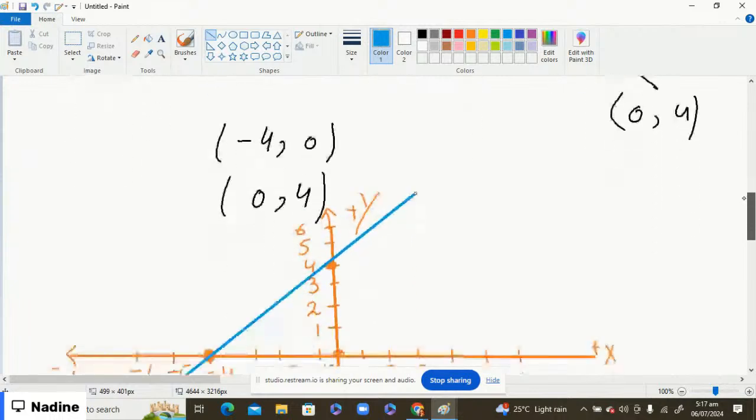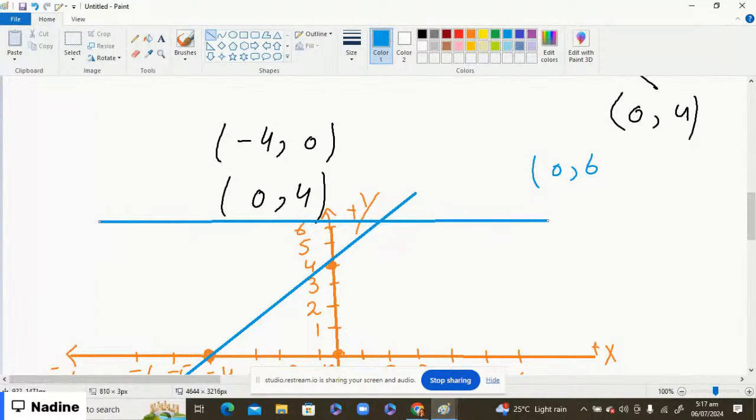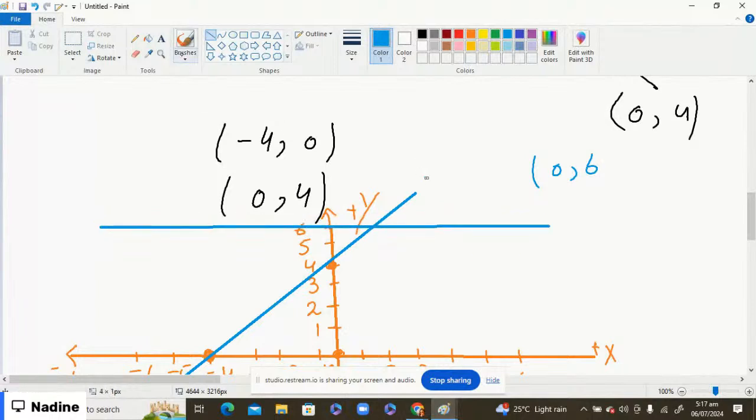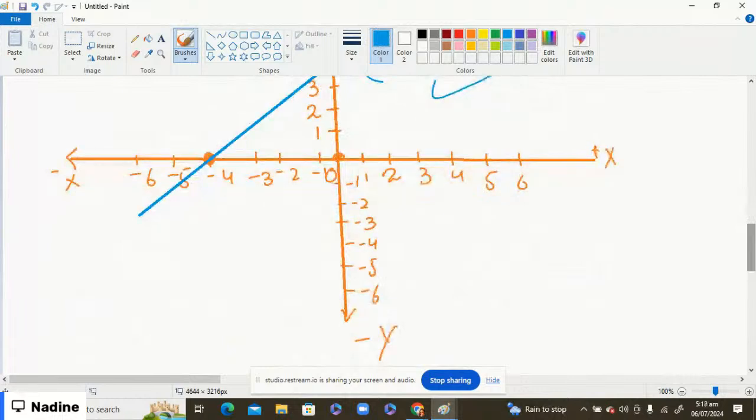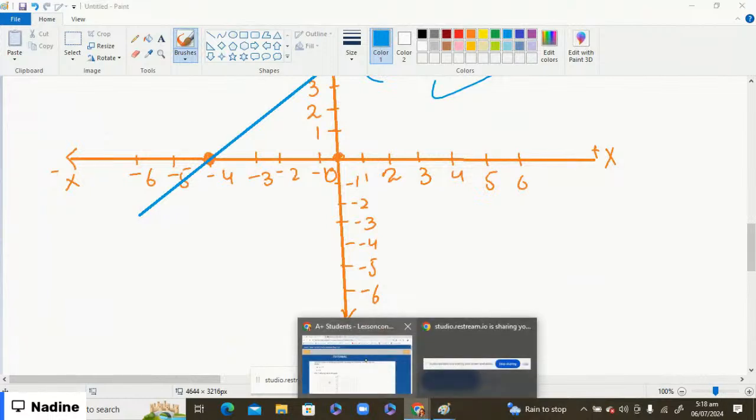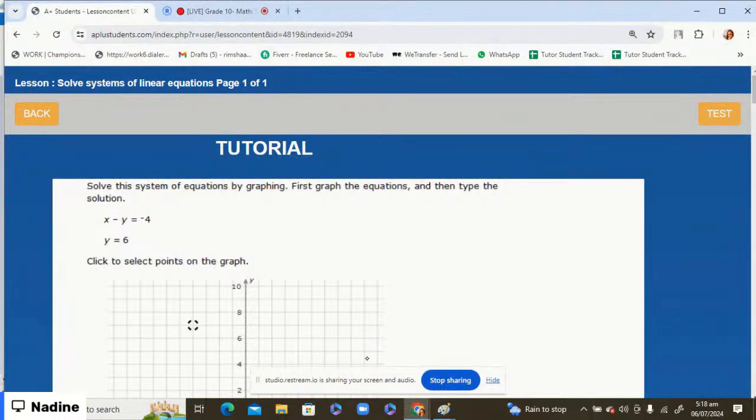And now the second line is y is 6. What does it mean? It means y is 6, so the point is 0 and 6. Where do 0 and 6 lie? They lie here. This line and this line meet at the point 1 and 6. Okay, this is the graph that we get. All right, now let's do the next question.